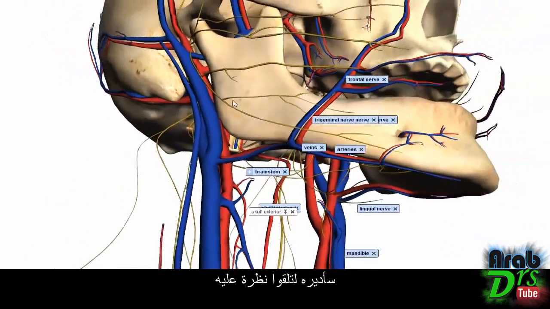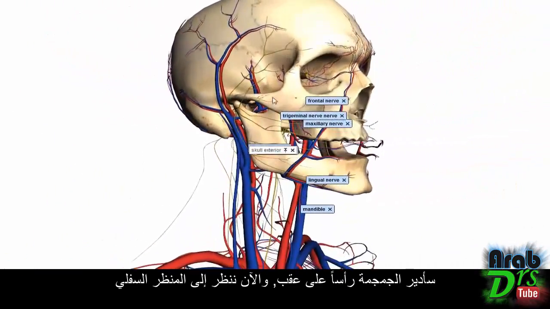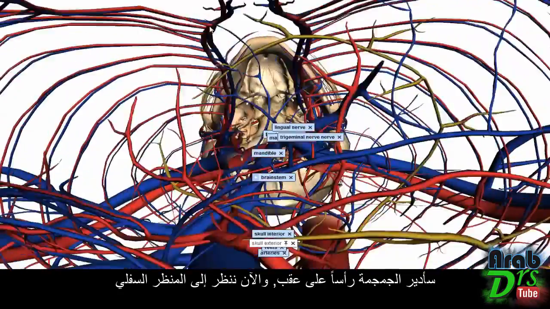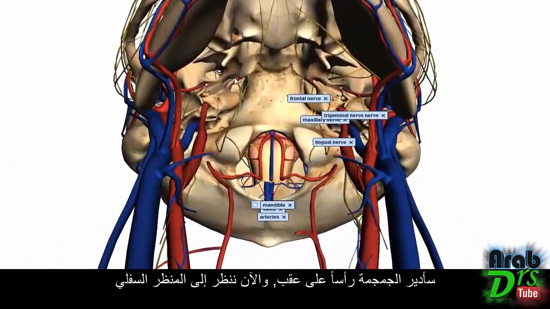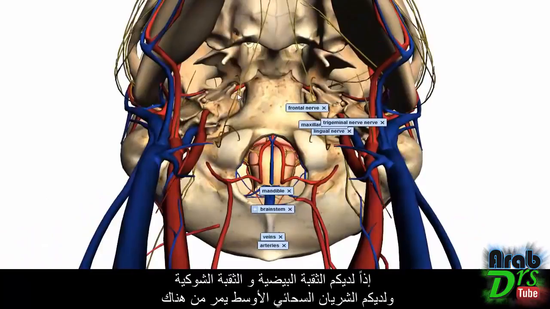Just rotate it around so you can have a look at that. So we've rotated this skull upside down and we're looking at the inferior view. So you've got the foramen ovale, the foramen spinosum, and you've got the middle meningeal artery passing through there.